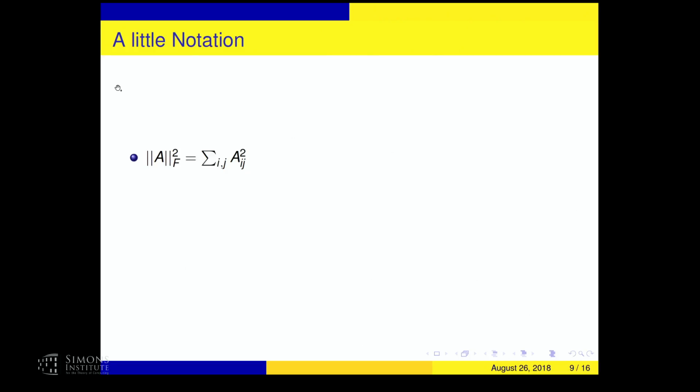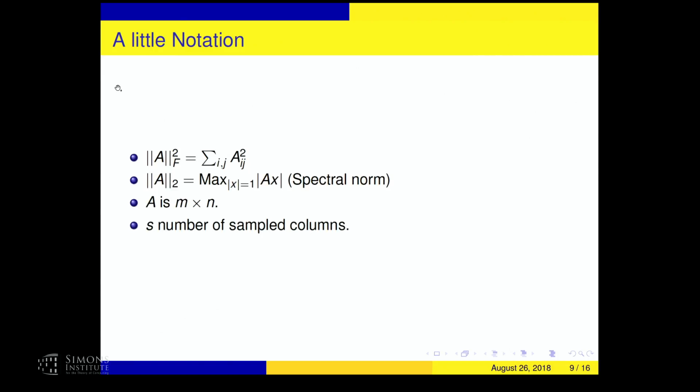Little notation, not much notation. The Frobenius norm is the square root of the sum of squares. The spectral norm is what you know it is. That's the maximum over all unit length vectors x of the length of Ax. A is m by n. So these are all the pieces of notation I'll use. And S is the number of sampled columns.